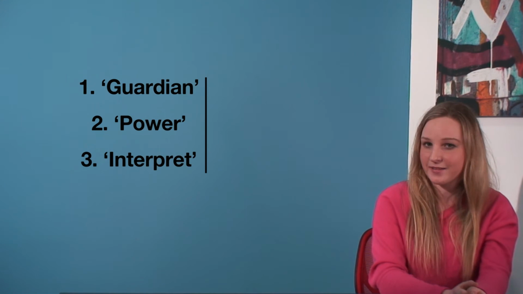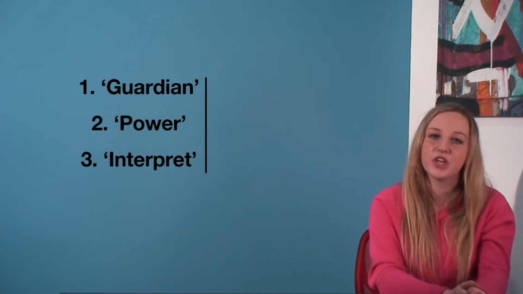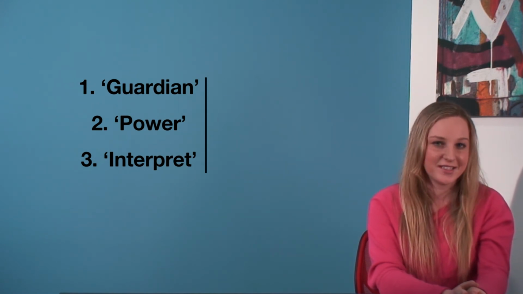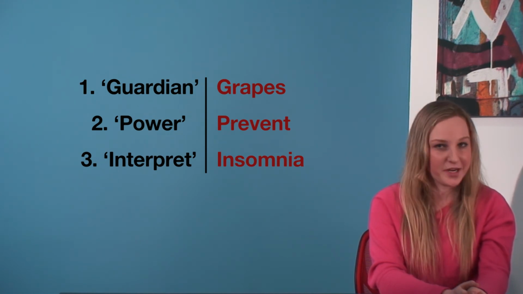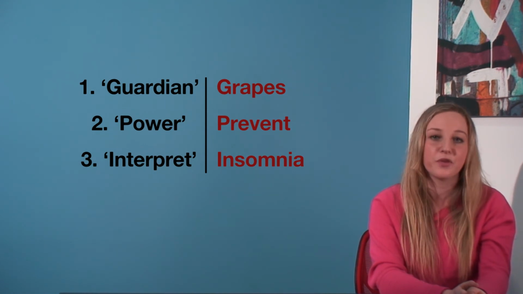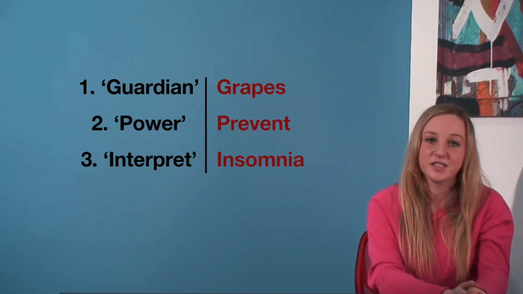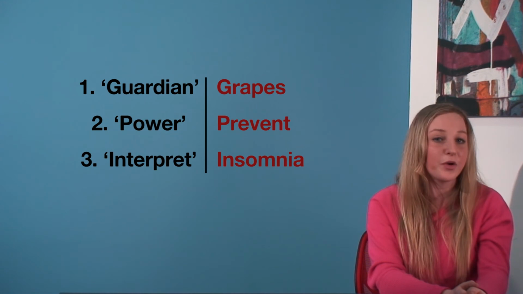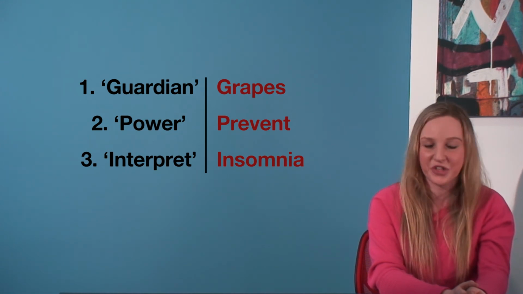I picked out the key word from each of the roles. The first was guardian, the second was power, and the third was interpret. From there, I created a sentence. Grapes prevent insomnia. Grapes stands for the guardian, prevent for power, and insomnia for interpret. I read over this sentence a few times so that the role of the High Court became a piece of information that I just knew.